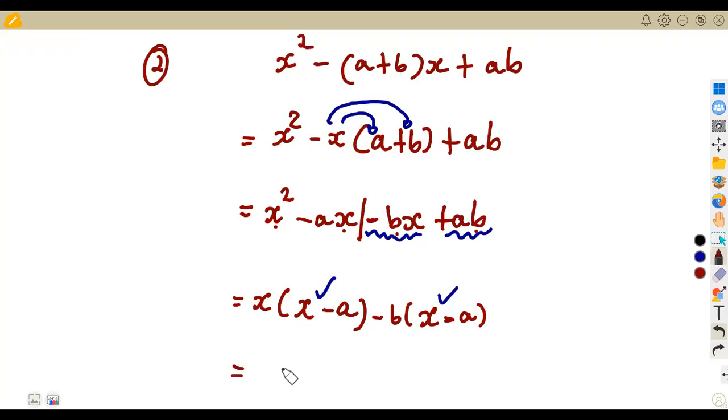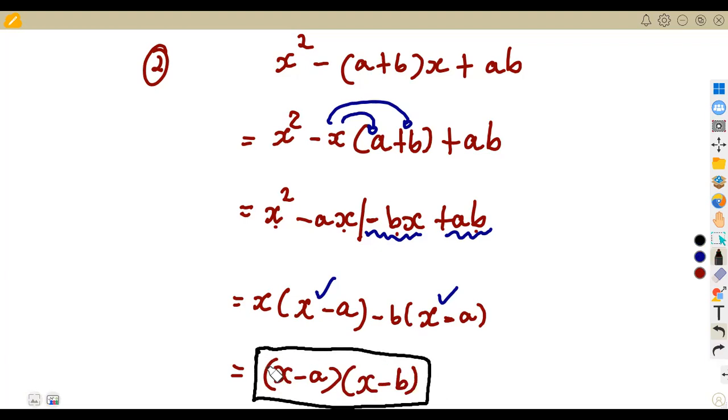So once I have these two brackets being the same, I'm going to factor out the common bracket of x minus a. I remain here with x, and here I remain with minus b. So it is going to be x minus b in another bracket. So that's it. I'm done. That is the factorization part. You are now having two brackets at the end.